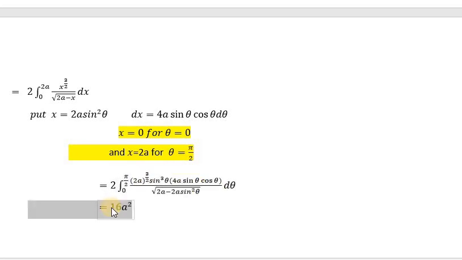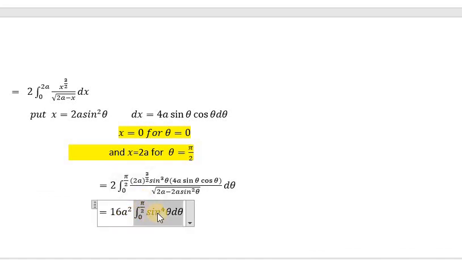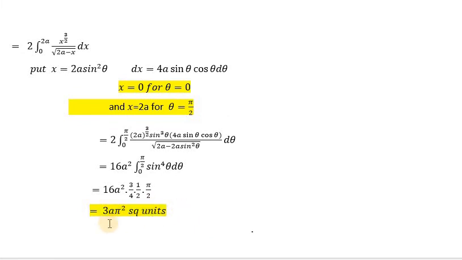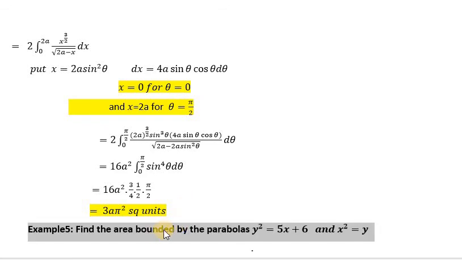Now on simplification we get this as 16a square times the integral from 0 to pi by 2 of sine to the power of 4 theta d theta. On simplification we got sine to the power of 4 theta d theta. Now make use of the reduction formula. So that is 16a square times, for sine to the power of 4 theta, 4 times 2 in the denominator, then 3 times 1, using the reduction formula since it is an even number, multiplied by pi by 2. Further simplifying this, we get 3 pi a square units. So this is the required area.